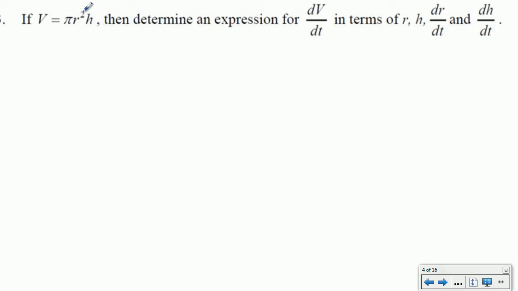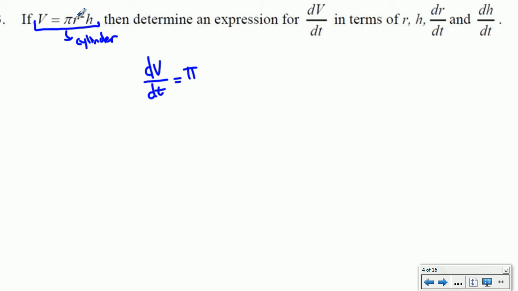Next question, number 3. V equals pi r squared h. Determine an expression for dV/dt in terms of r, h, dr/dt, and dh/dt. So this is the volume of a cylinder. So what we need to do is take the derivative of the whole thing with respect to time. So the left side would be that.